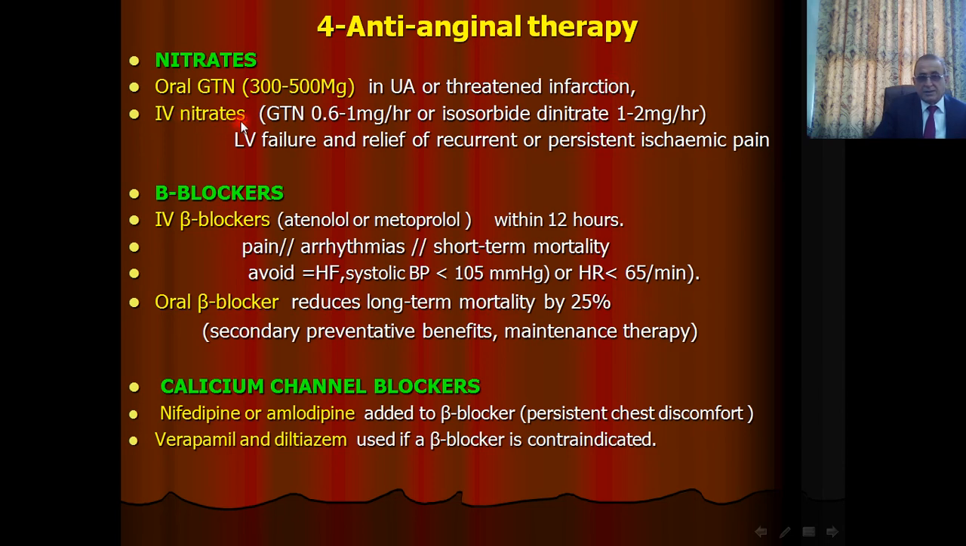Beta blockers, you have two types of administration: earlier and late. Intravenous beta blockers, atenolol or metoprolol, within 12 hours, will decrease pain, arrhythmias, and short-term mortality. But be careful, you should avoid it in heart failure, hypotension, and bradycardia. So this is a very useful drug given earlier. It will prevent arrhythmia and even sudden death. You have early beta blockers, and later, on discharge of the patient, you give oral beta blockers, this was intravenous, that reduce mortality by 25%.